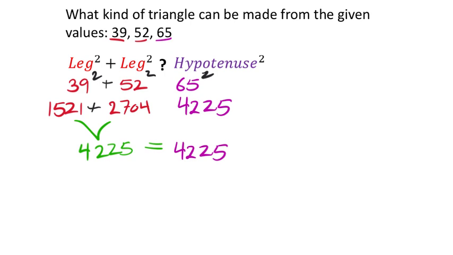In fact, since these are equal, now I know that I have a right triangle, because the sum of the squares of the legs is exactly the same as the hypotenuse squared as well. That's it. That's all we've got to do.